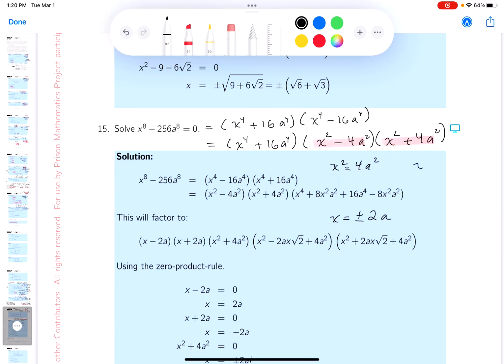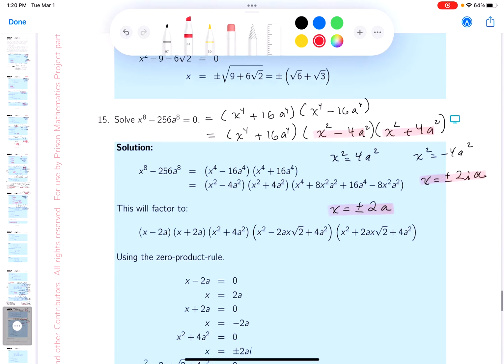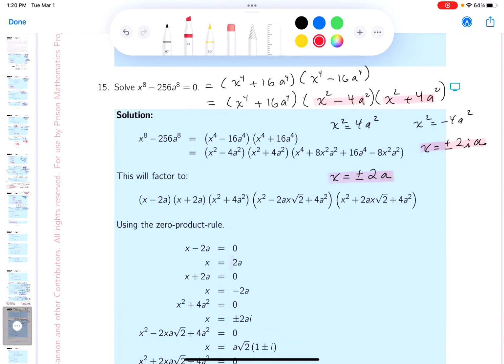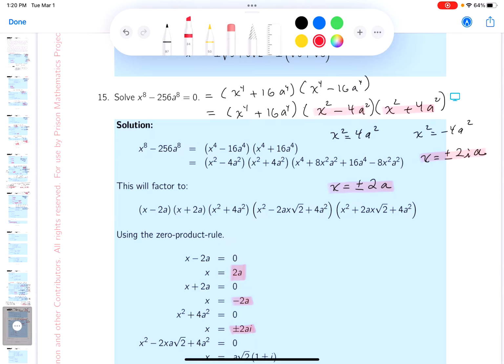Let's put the other one down. x squared equals minus 4a squared, so x would equal plus or minus 2ia. I'm going to point out in the key that these should be apparent, and I'll point out where they are. Here's one of them, and here's the other. Now I got to do the other one. I got 4 solutions now. There's going to be 4 more, so I'm going to look for the other 4.